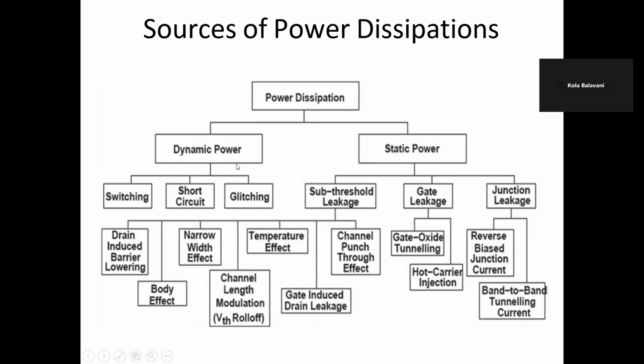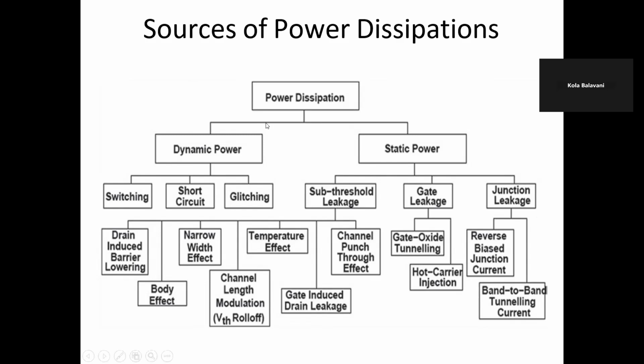Dynamic power means the device is active and the signals are changing, that is, it is in the operation stage only. So dynamic power is also called active power. In static power, the device is on only, but the signals are not changing their values. Static power's other name is leakage power. Mainly we focus on leakage power: if you reduce the leakage power, you can most probably reduce the power dissipation of the circuit. Why? Because the total power dissipation is equal to dynamic power plus static power.